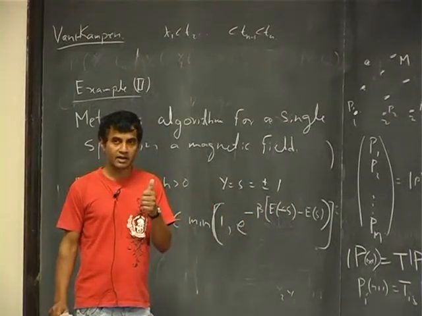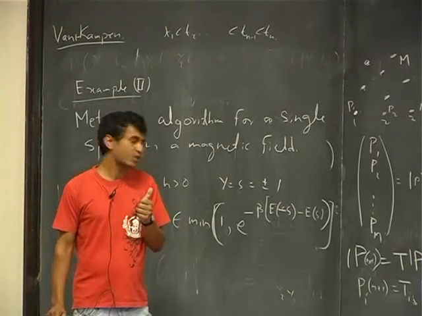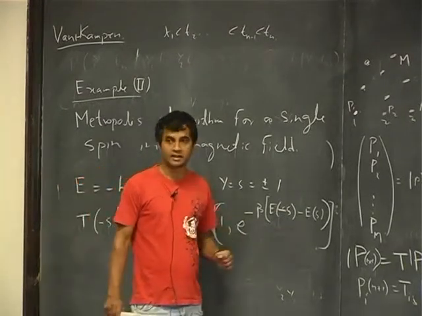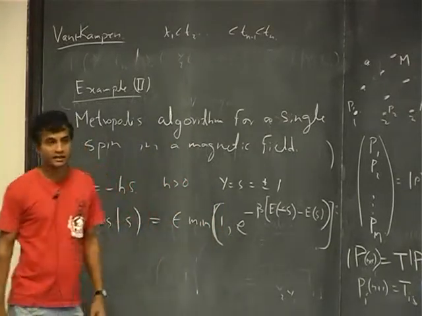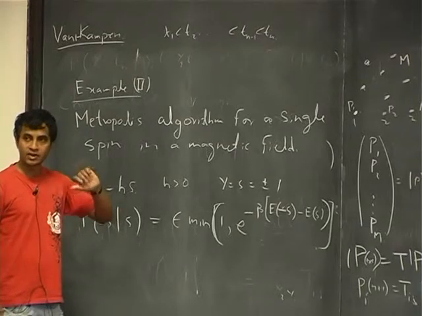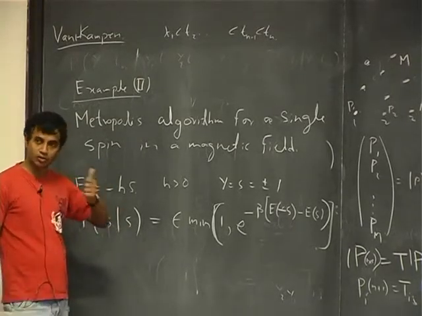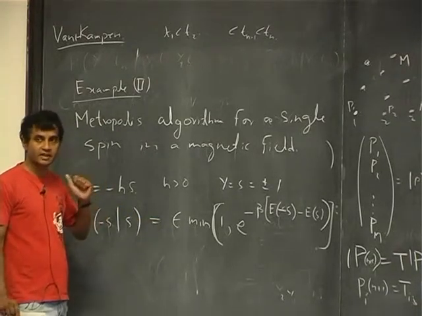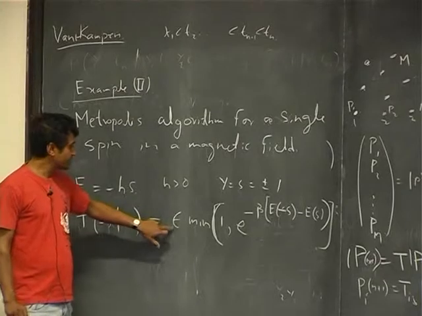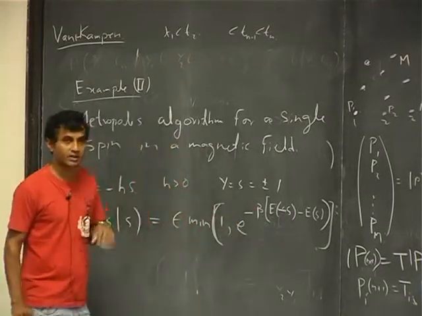Okay, so you try, and if it increases the energy, then the transition probability is e to the power minus beta change in energy. So you can write it in a compact way like this. The rule is, any transition which lowers the energy, you flip it with rate epsilon. If it increases the energy, you flip it with probability epsilon times e to the power minus beta delta E. I hope that's clear.